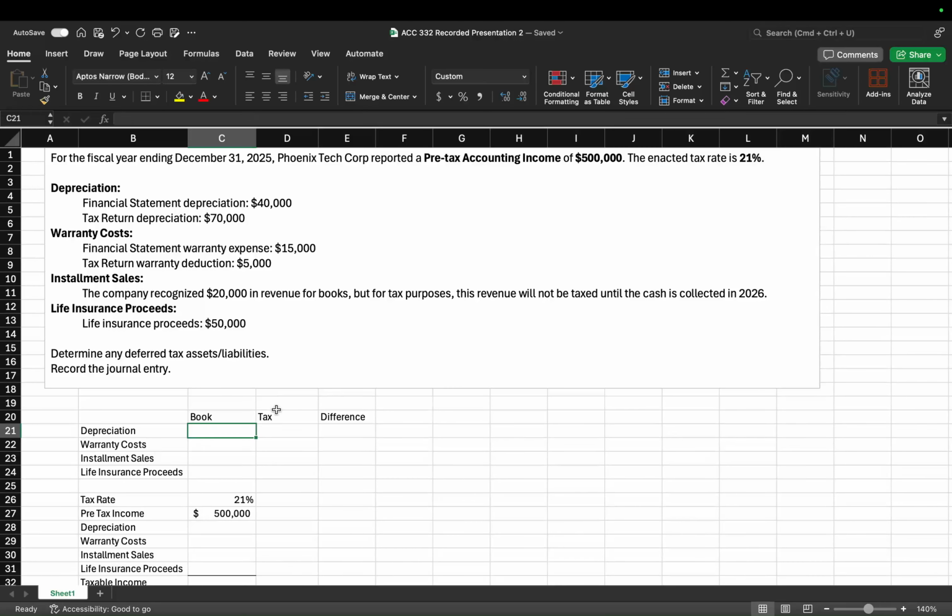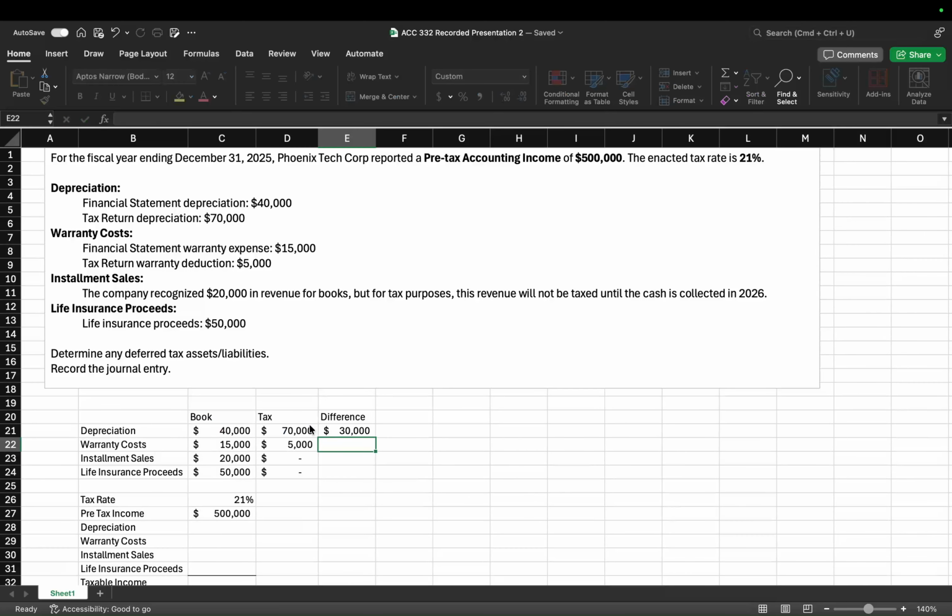So we have our book and our tax, book being what we report on our financial statements, and tax being what we report to the IRS. So for depreciation, we have a book amount of $40,000 and a tax amount of $70,000. For warranty, it's $15,000 and $5,000. Installment is $20,000 and $0, which I'll explain in a second. And then the same thing for life insurance. And then we have our differences as well.